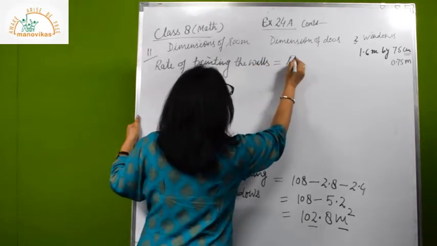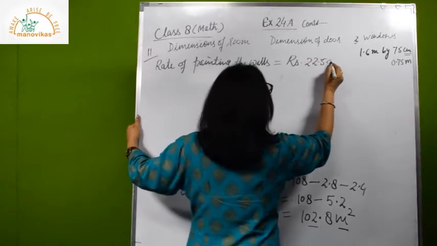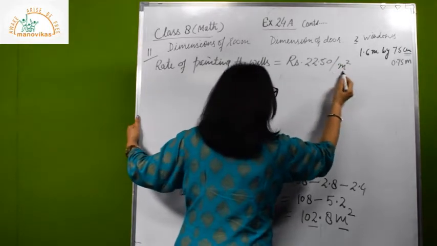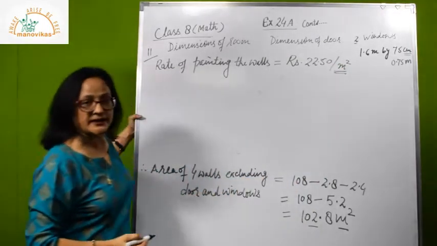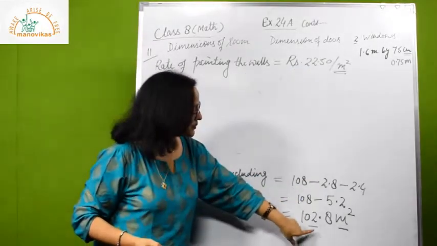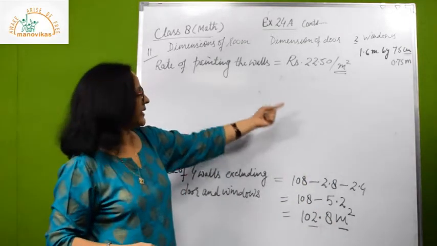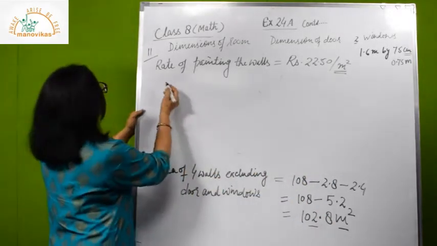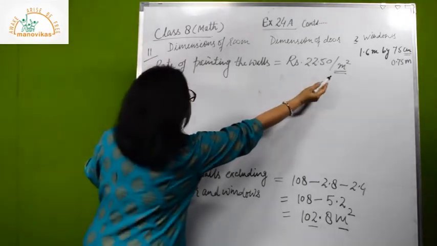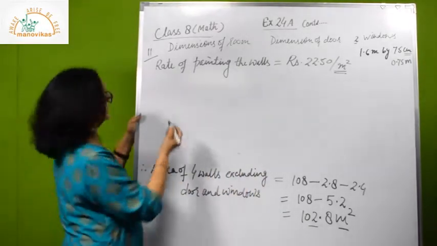This is given to you: rupees 22.50 per meter square. Means if you paint 1 meter square area, you have to pay rupees 22.5. So if you have to paint 102.8 meter square area, how much will you pay? Simple multiplication. The rate of painting the walls is rupees 22.50 per meter square.